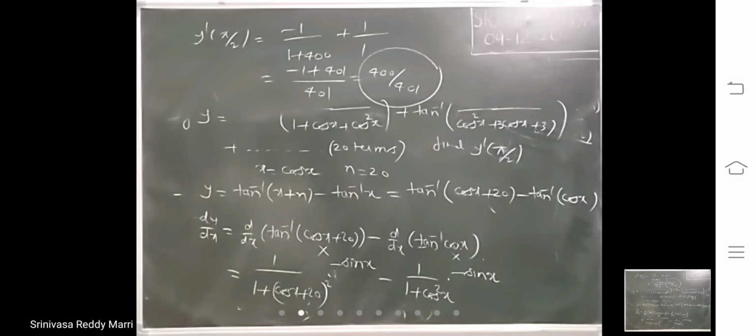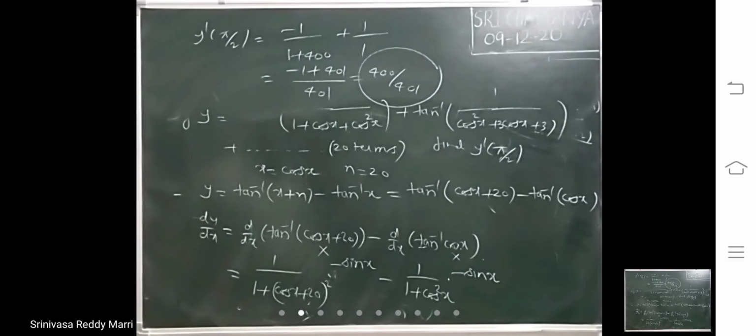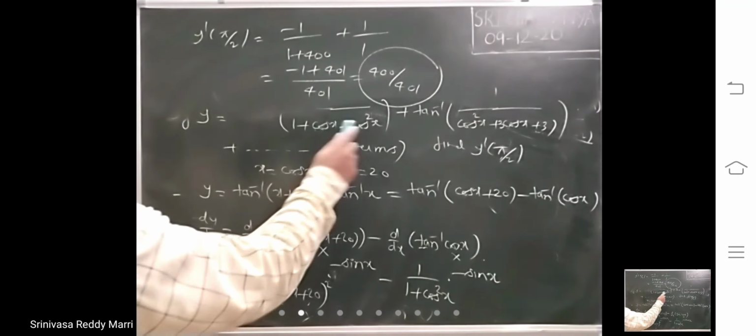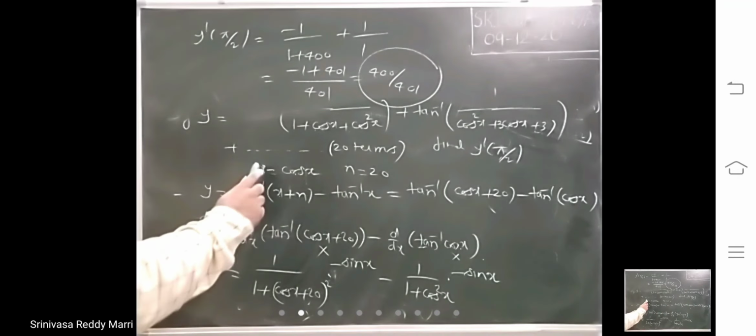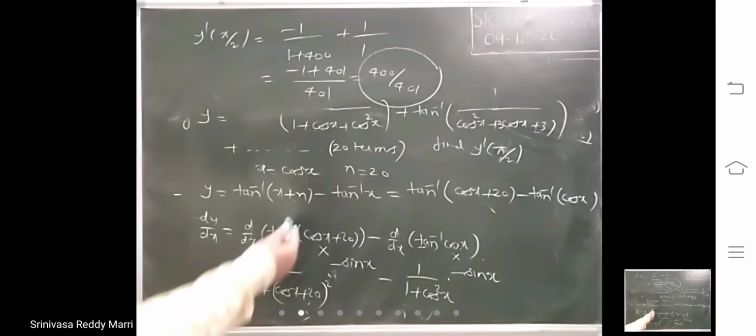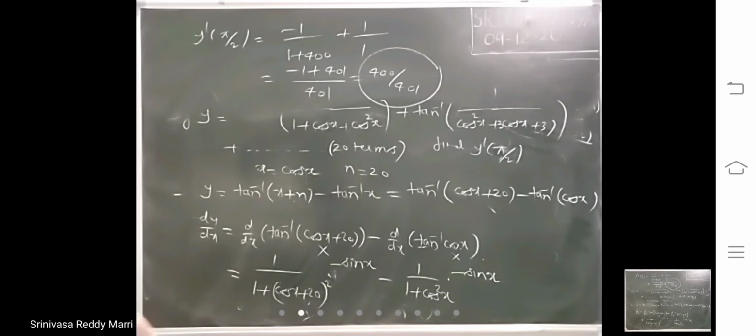If the question is like cos square x plus 3 cos x plus 3, where in place of x something is given, you take that as x. And n is 20 means in the formula, you substitute n only. Next we will go to the next model.